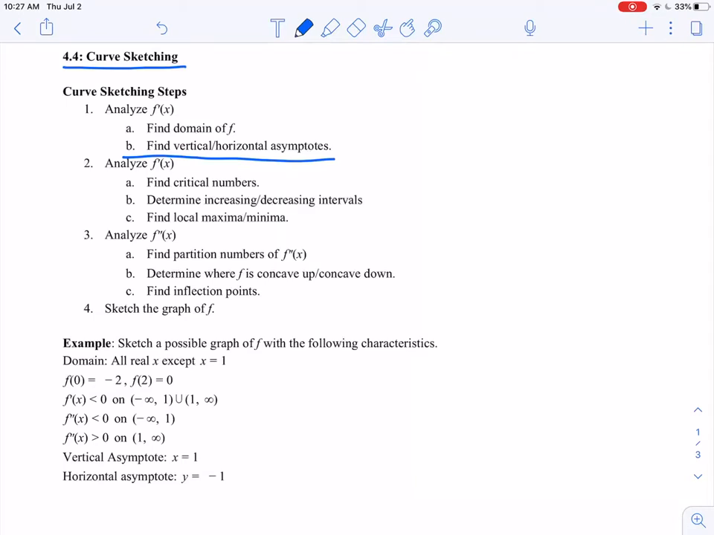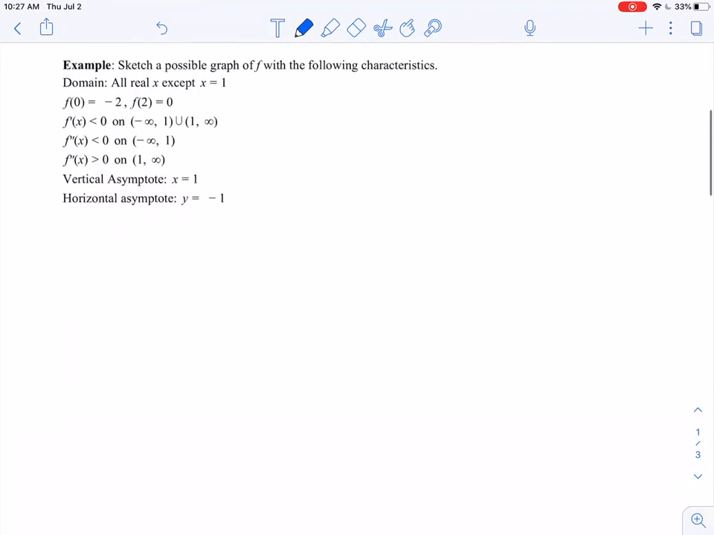I'm going to find the derivative. I'm going to find my critical numbers. I'm going to figure out where it's increasing or decreasing. I'm going to locate the maximum and minimum values. So this section really shouldn't be a whole lot new. It's just putting together all of the pieces that we've been working on in 4.1 and 4.2. So we have a couple of examples to look at here.